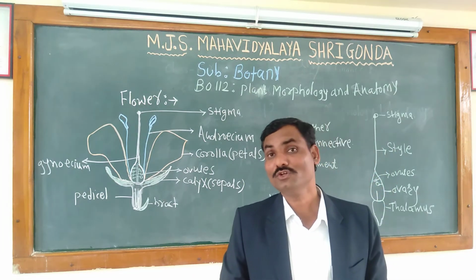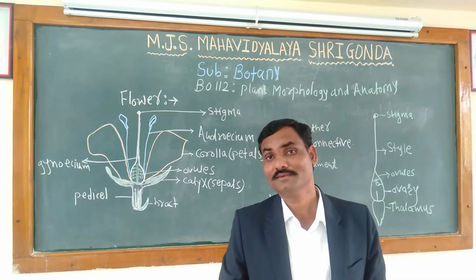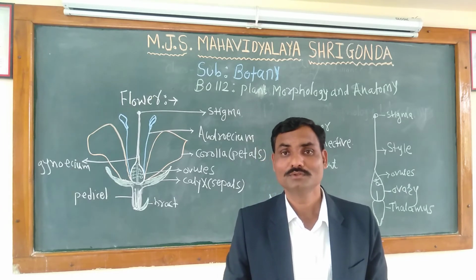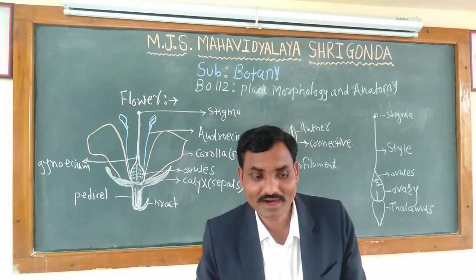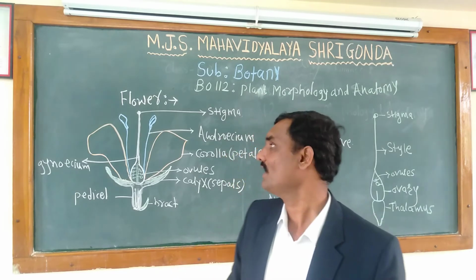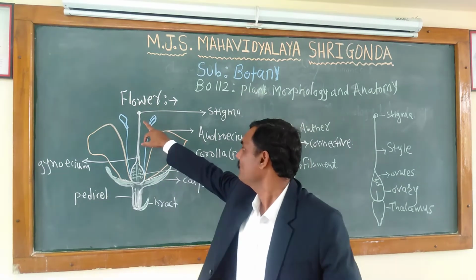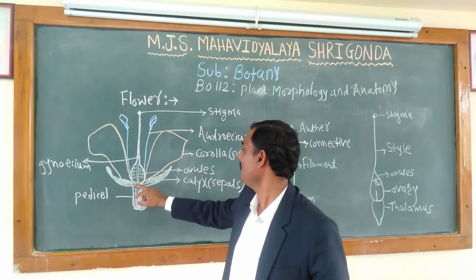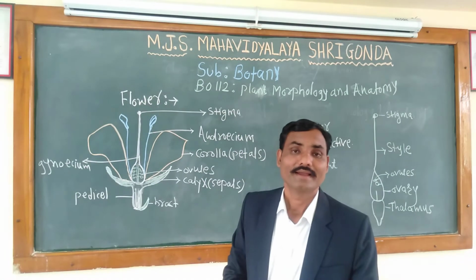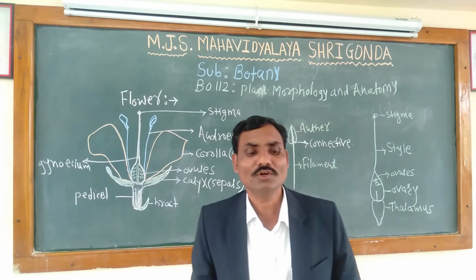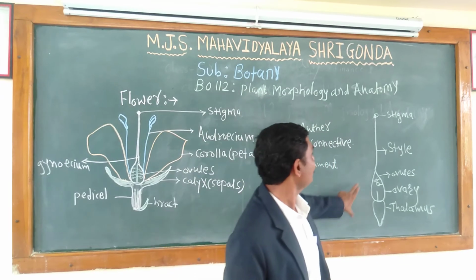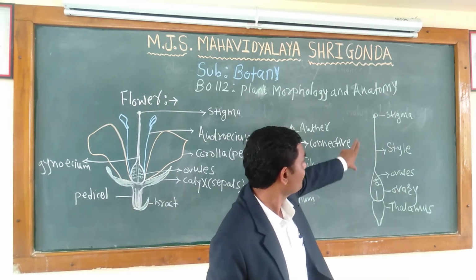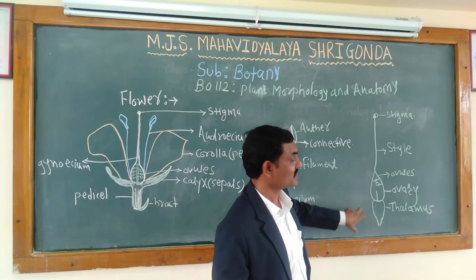Then the gynoecium is another floral whorl, which is present inside the androecium, the innermost part of the flower. This is the fourth floral whorl of the flower. This is the stigma, this is the style, and this is the ovary. They collectively form the gynoecium or pistil. This is the entire structure. We have separated that diagram to show the structure of the gynoecium.